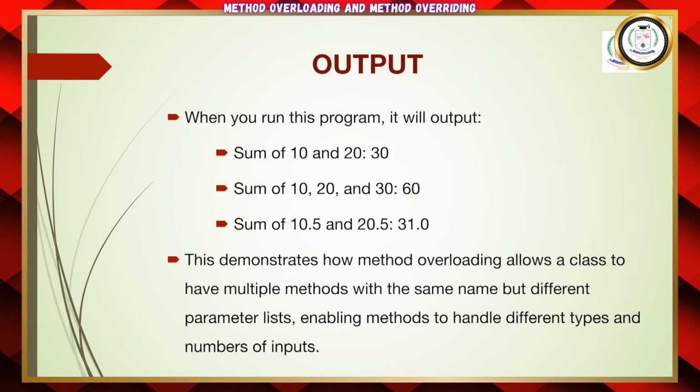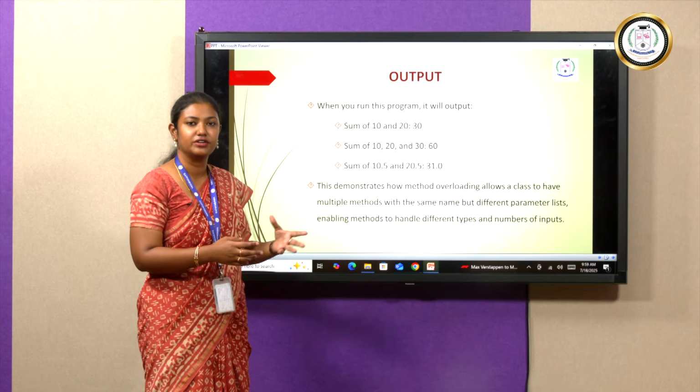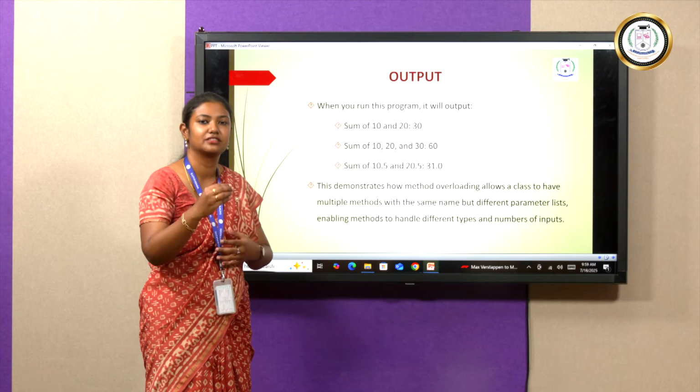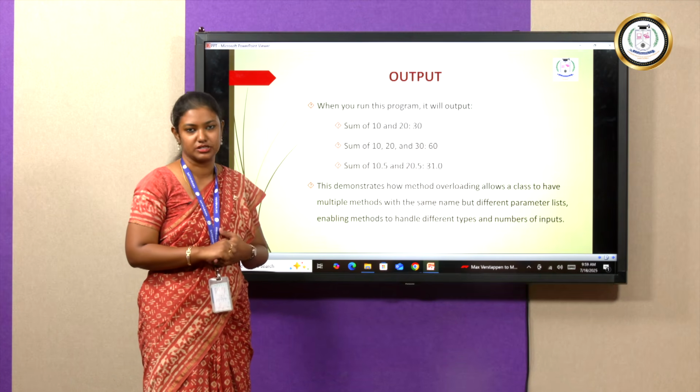So this will be the output of our program. First it will give us the output of the first two integer values, then the three integer values that we wanted to add, and finally the two double values that we are going to add. So in this method overloading, what did we see? We are going to have the same method name wherever we use it in the program.